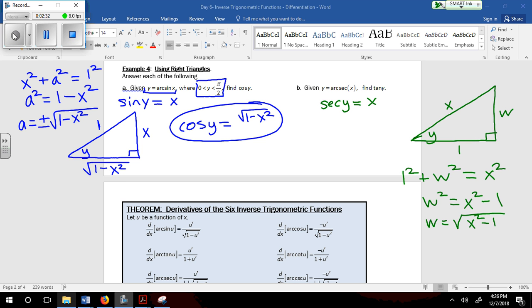And we're going to use the same restrictions that y is between 0 and pi over 2, so it's going to be positive. So to find tangent of y, we're going to do opposite, which is the square root of x squared minus 1 over 1. So that would be the value of tangent.